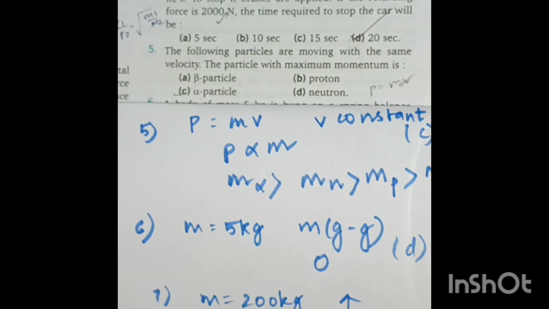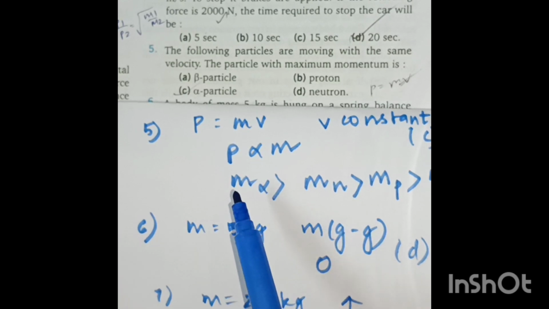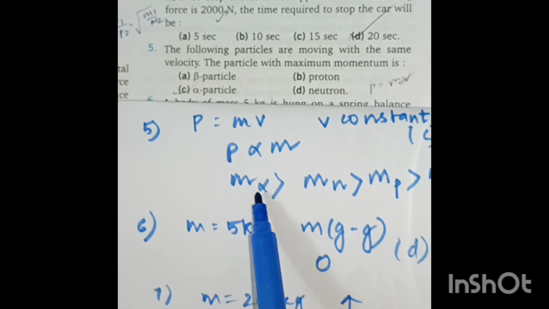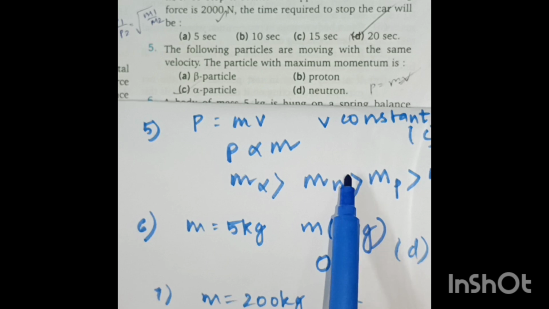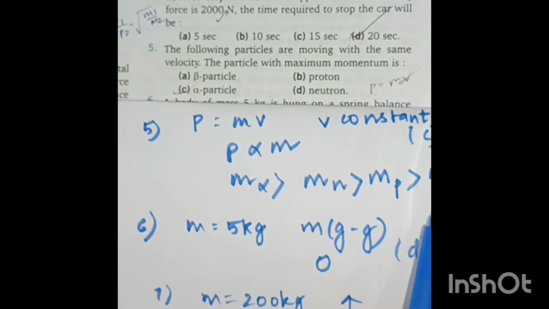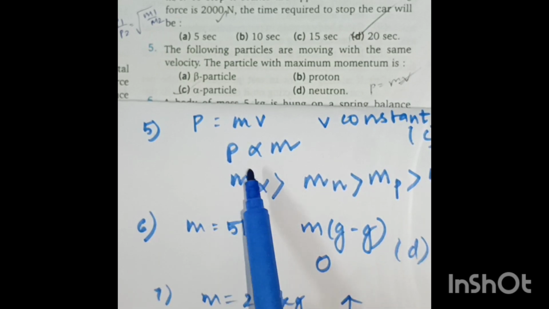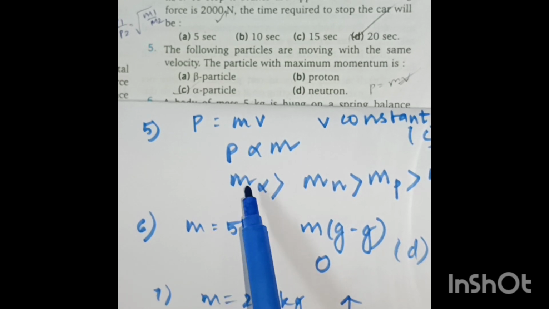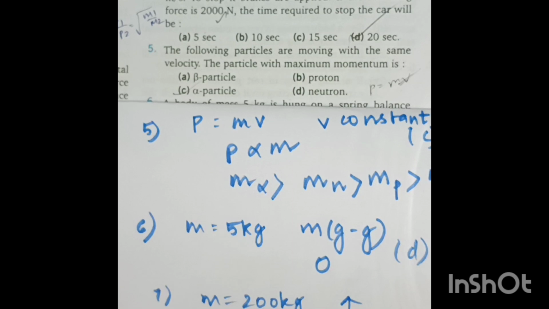So we know mass of alpha particle is greater than mass of neutron, which is greater than mass of proton, which is greater than mass of electron. So definitely the mass of alpha particle is more. So it will have the maximum momentum.